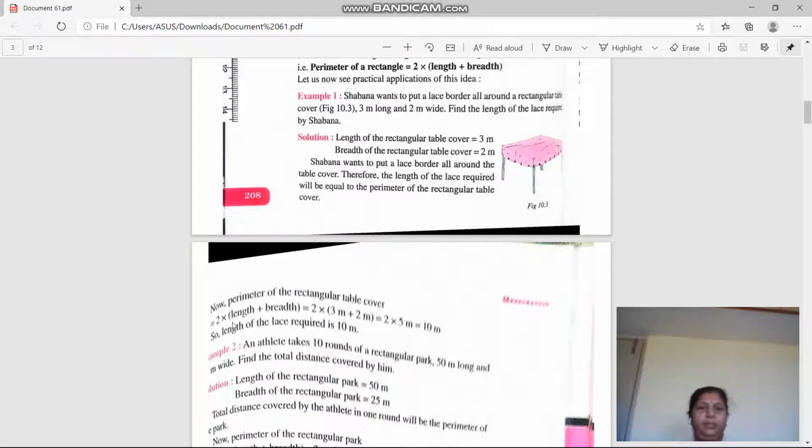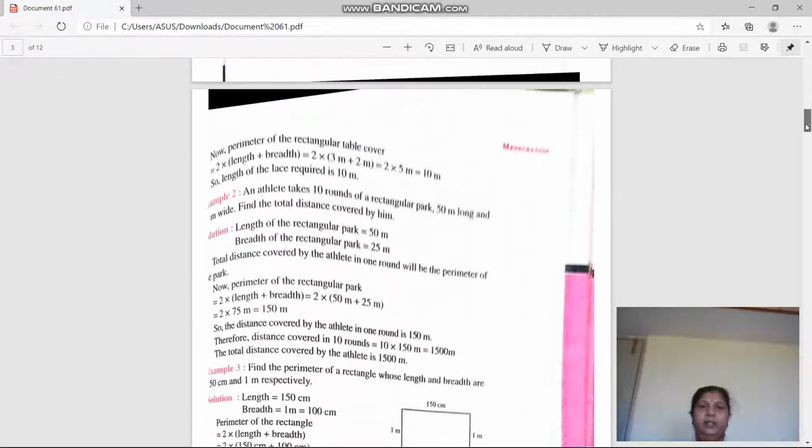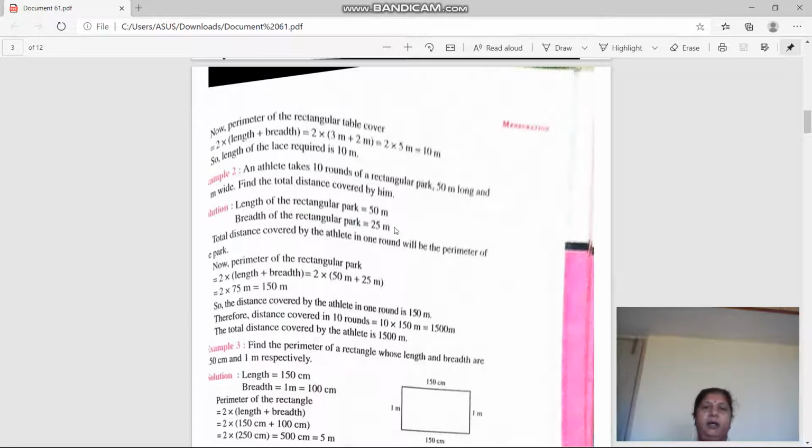Now, she wants to cover the border, that means we have to find the perimeter. So, it is equal to 2 multiplied by (length plus breadth), which is 2 multiplied by (3 plus 2). 3 plus 2 we get 5. 2 fives are 10. It is 10 meter. So, the length of lace is 10 meter. Now, next example is the same, we just have to calculate the area of the park. Okay, fine, we will discuss.